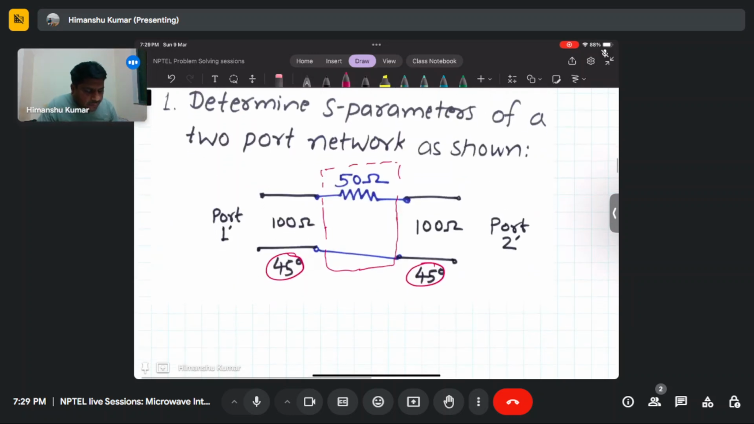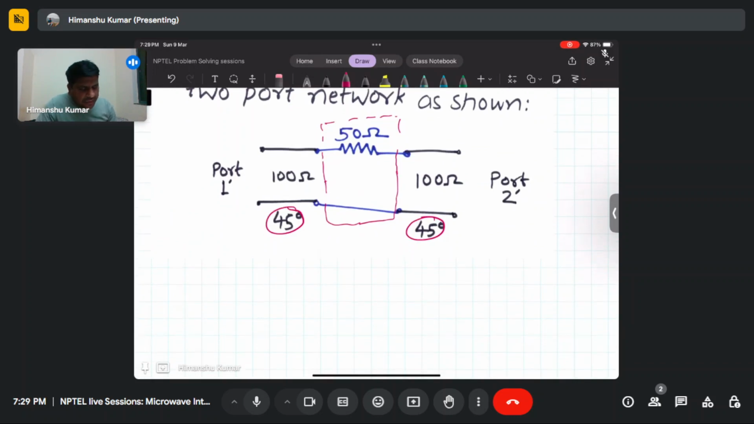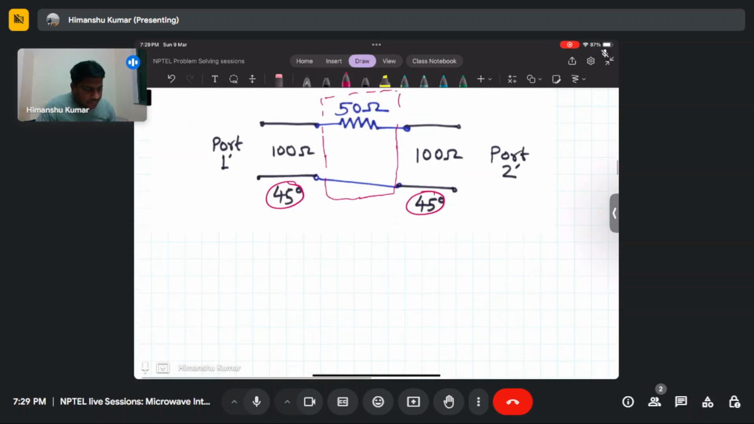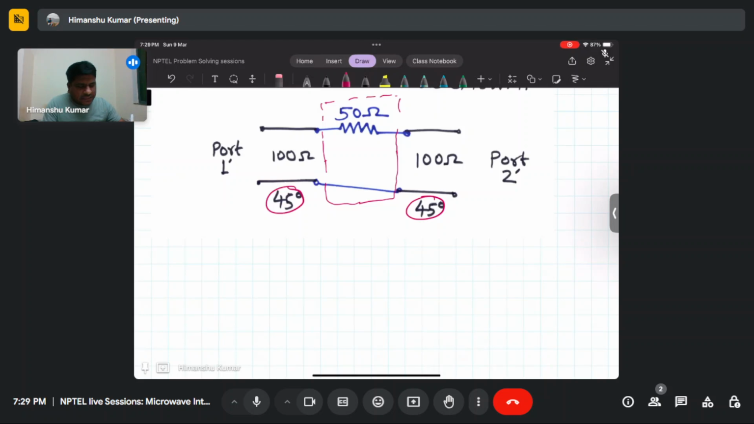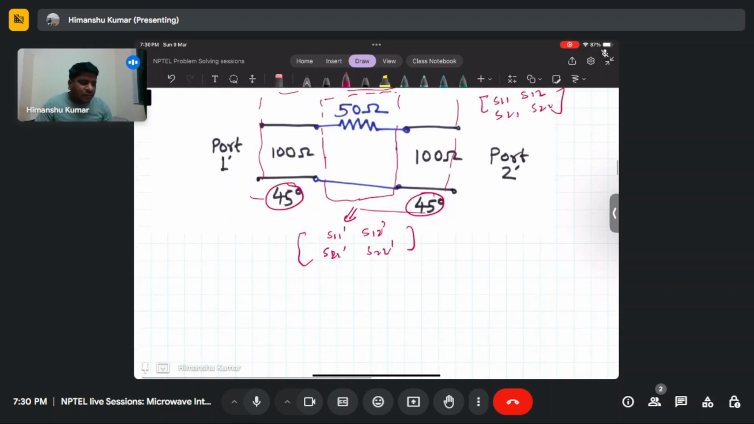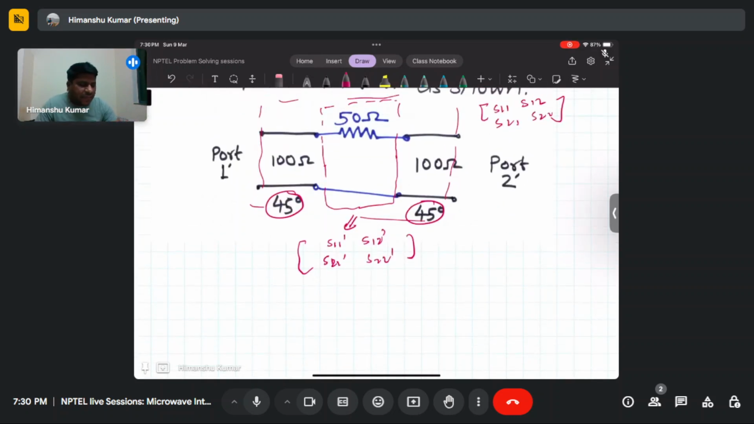So basically this problem is, if we say this line has the characteristic scattering parameters S11 dash, S12 dash, S21 dash, S22 dash, and the characteristics of the whole circuit we are defining as S11, S12, S21, S22. So we can consider this a black box, and we can calculate the field in terms of this.